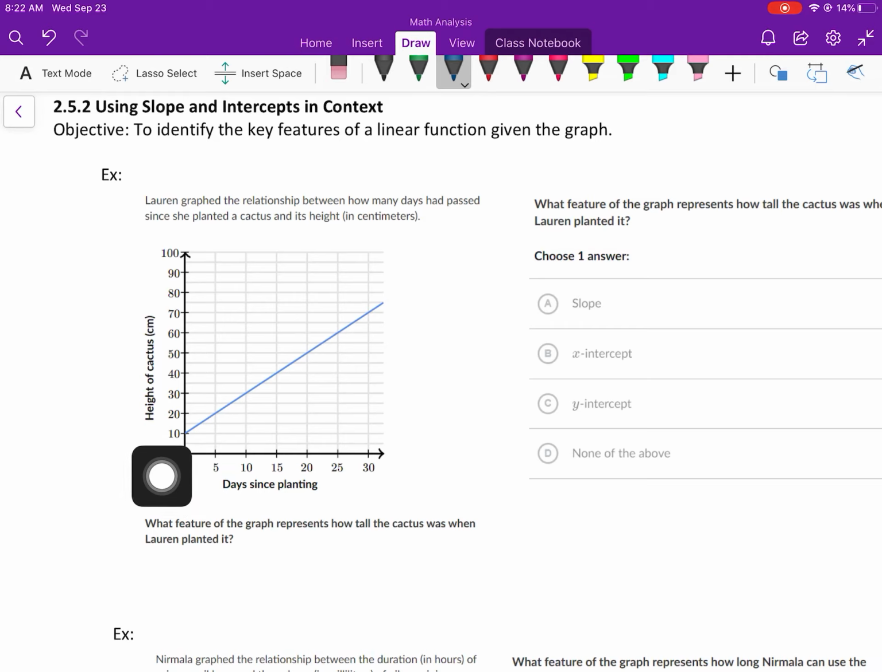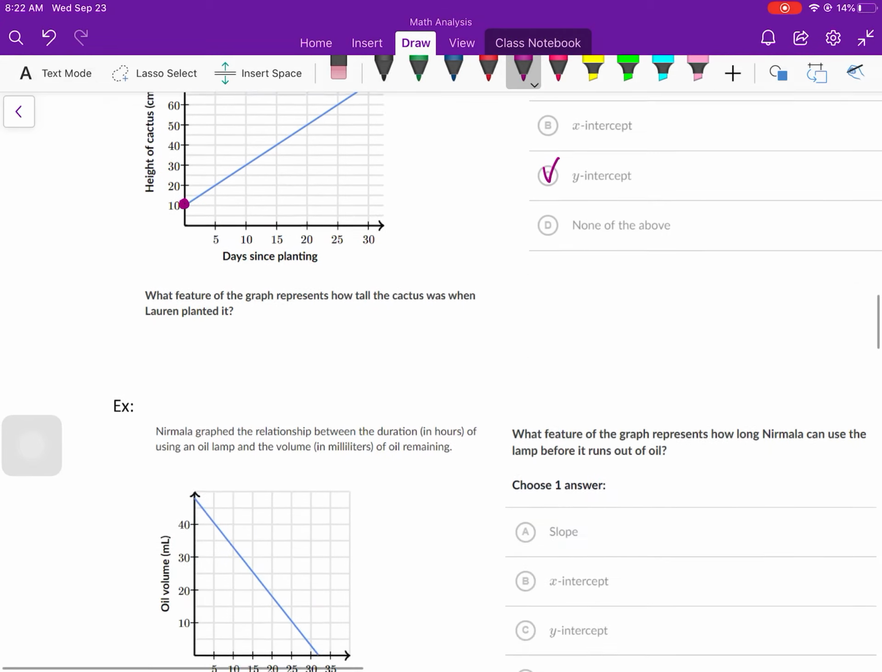So that would be day one, or day zero, really, right? When she planted it, it was 10 feet, or 10 centimeters actually, tall. And it says a really tall cactus if it was going to grow up to like 75 feet. So anyways, what does that represent? That represents this point right here. That represents the y-intercept. That's that starting point. Remember I told you y-intercept is usually our starting point?